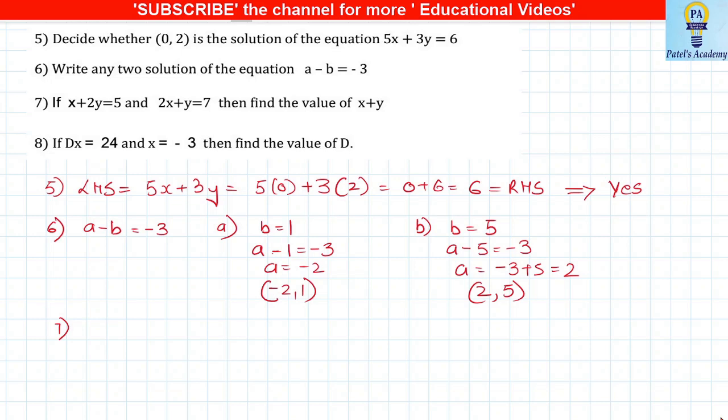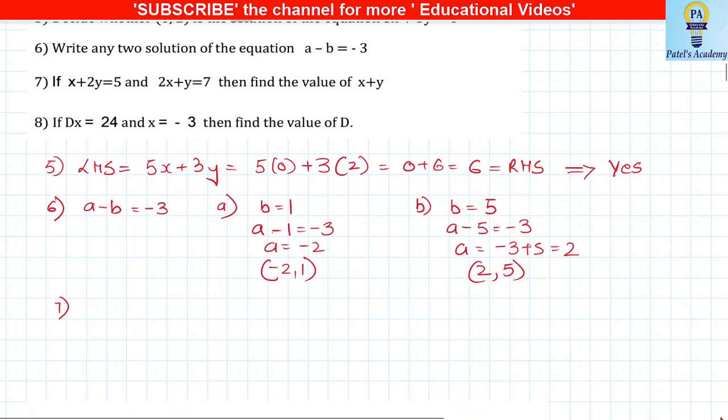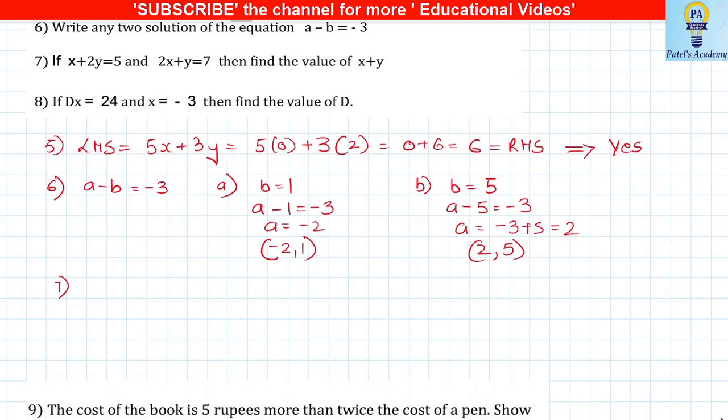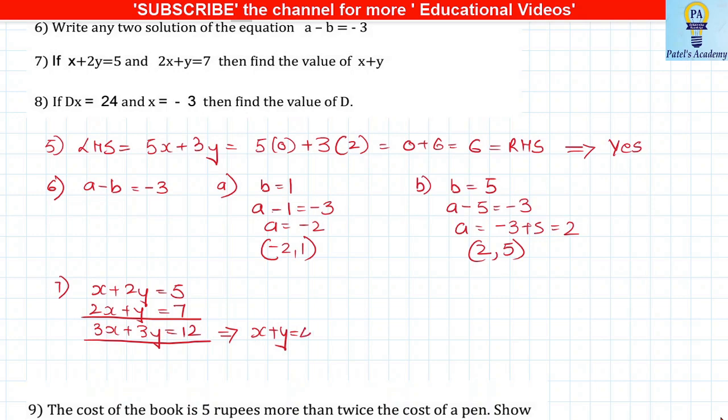Okay, next is x plus 2y equal to 5 and 2x plus y equal to 7. You have to find the value of x plus y. Okay, so let me write down both the equations. X plus 2y equal to 5, 2x plus y equal to 7. Okay, now if you see, this particular sum is based on interchanging the coefficients. So when I add both the equations, I get 3x plus 3y equals to 12, and when I divide this equation by 3, I get x plus y equal to 4. This is the answer. We got the value of x plus y equals to 4.